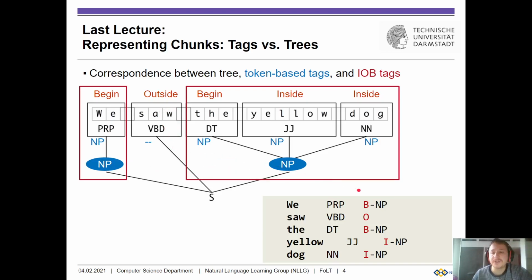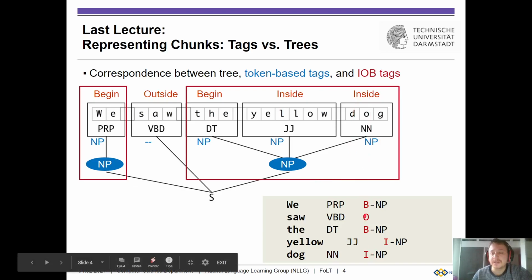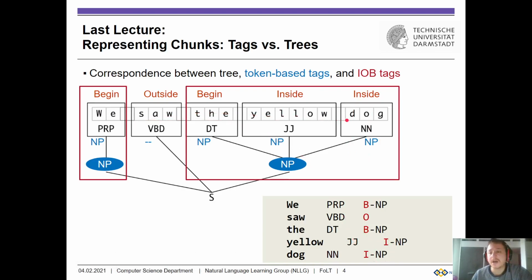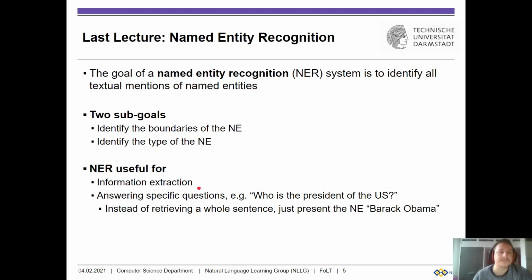We have seen how to use bio-tagging to get a chunking representation of a sentence, and we've also seen how this bio representation is equivalent to a small tree-based notation of the sentence.